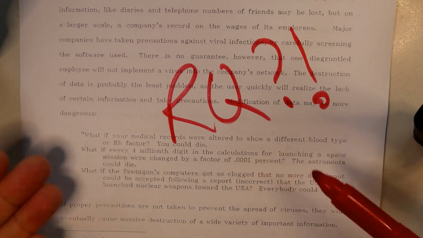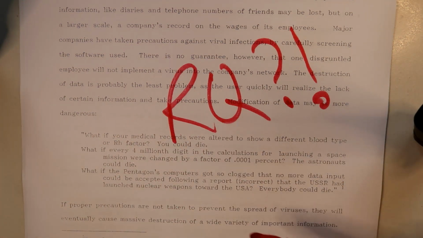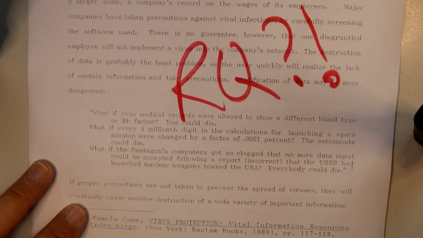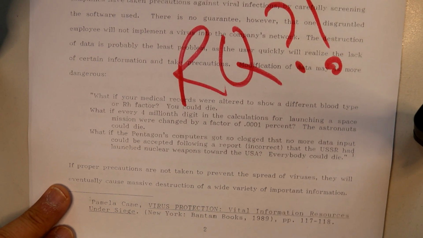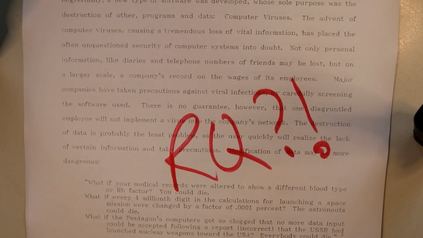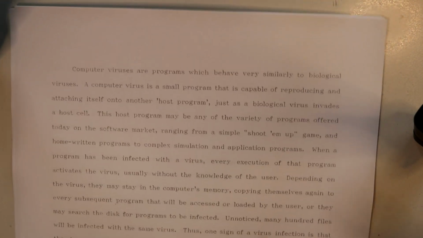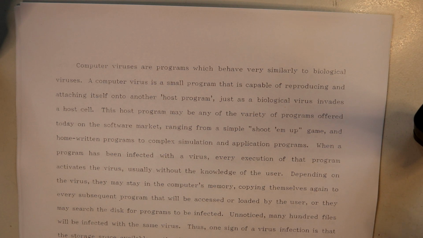But he did bother to give me a quote here, which is totally unnecessary and simply takes away word count. If proper precautions are not taken to prevent, I'm still waiting for the research question. It's unbelievable. What a waste of time. Next page. Computer viruses are programs which behave very similar. Now he starts to define what computer viruses are. Where is the research question?